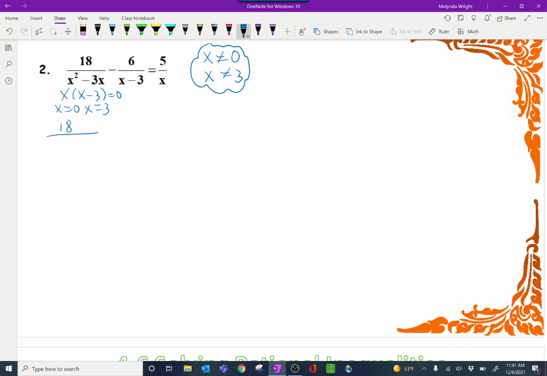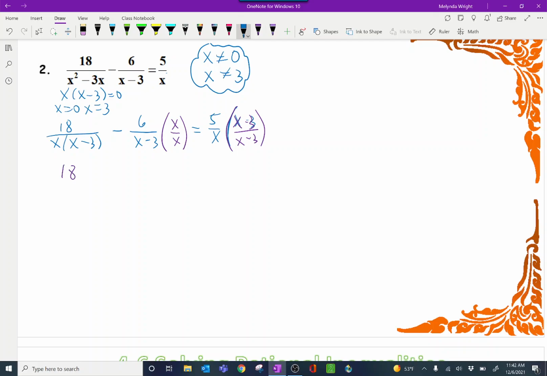So the first term we would just leave like it is. The second term, we need to multiply by x over x. And that last term, what do we need? We need an x minus 3, so we need to multiply it by x minus 3 over x minus 3. Okay, great, so let's work through that.